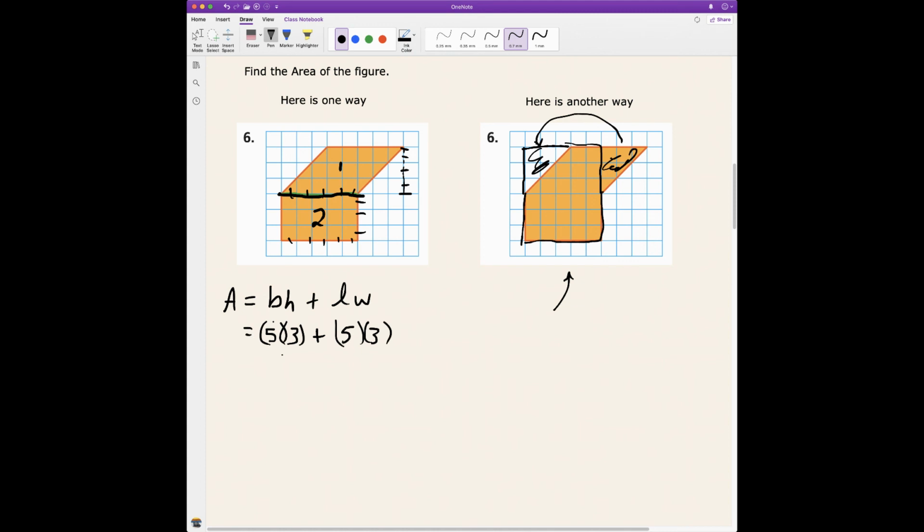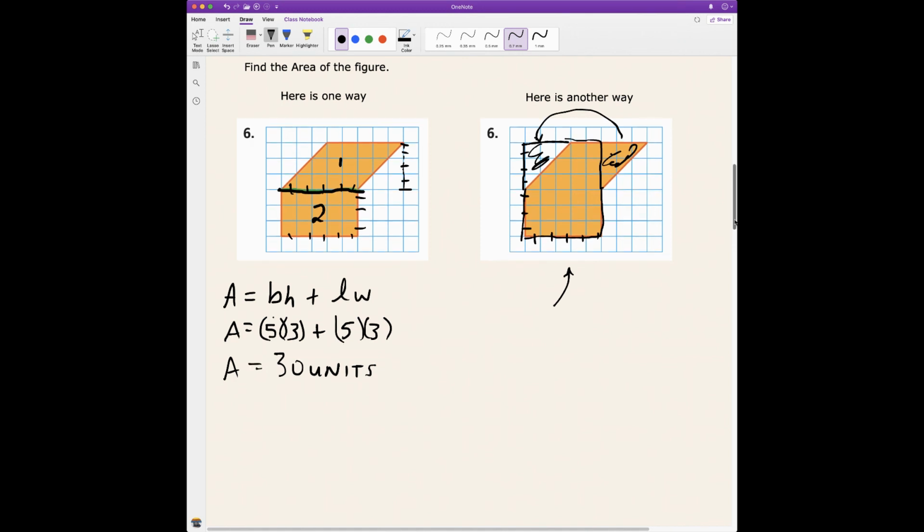All right, well, you guys know what 5 times 3 is. So the area of this figure is 30 units. Okay, which we could have gotten from here with our rectangle. There's 1, 2, 3, 4, 5, 6 is my width. 1, 2, 3, 4, 5 is my length. Okay, let me move on and let's look at another example.